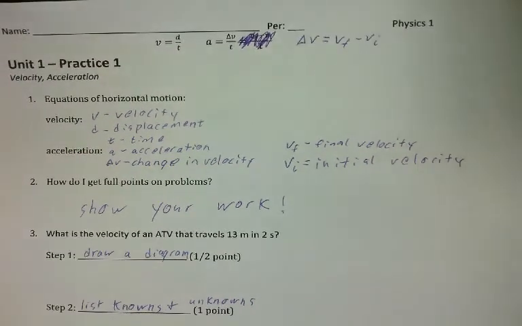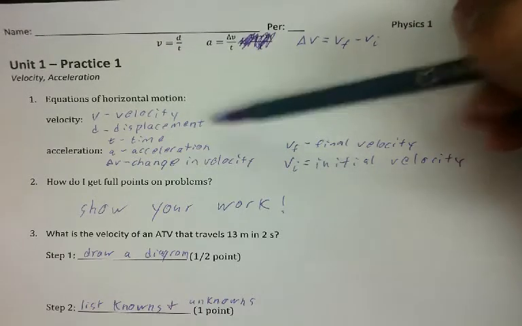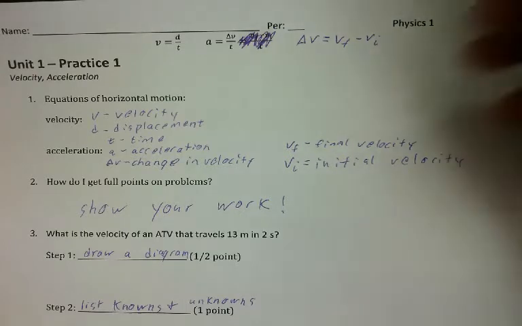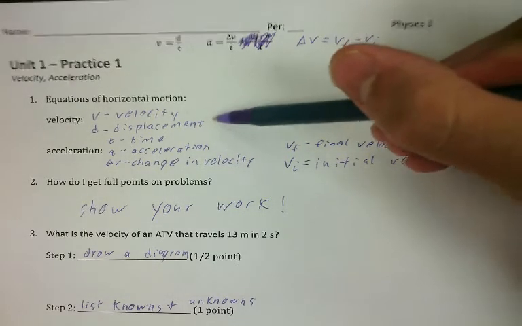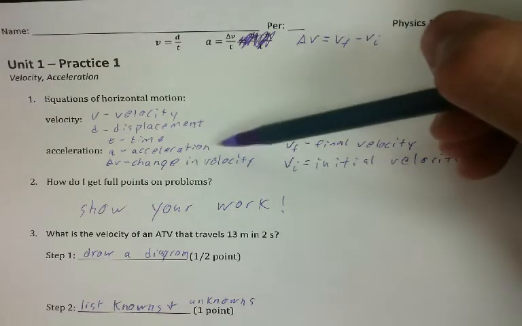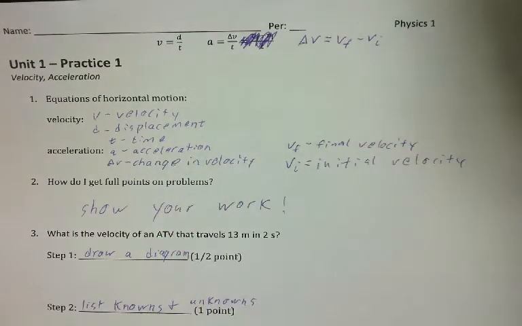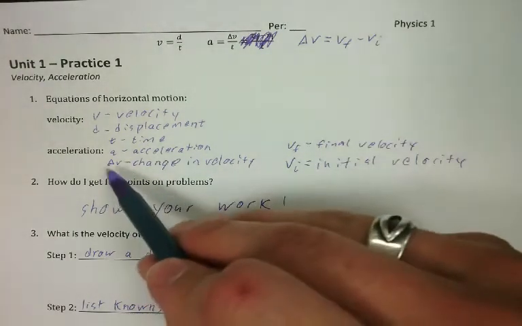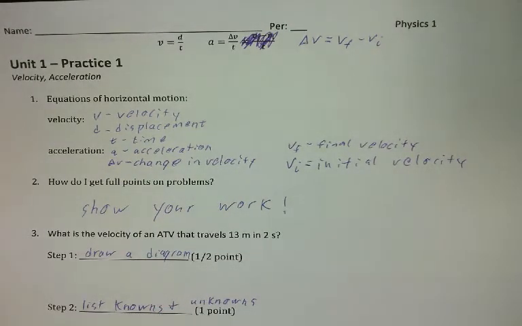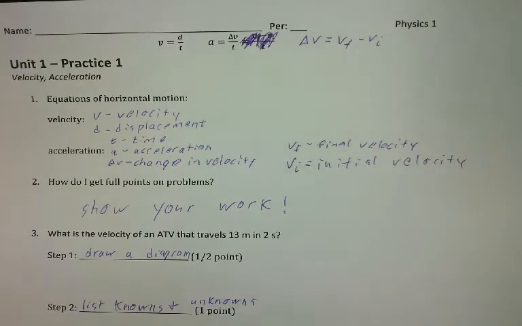So the different parts of the equations: v means velocity, d means displacement. It does not mean distance. If I mean distance, I will write out distance, but otherwise d is displacement. T is time, that's in both equations for v and a. A is acceleration, and delta v, this is kind of a confusing one for people. It means change in velocity. The Greek letter delta just means change in, and whatever comes after it, that's what you're changing. And then vf is final velocity, and vi is initial velocity.